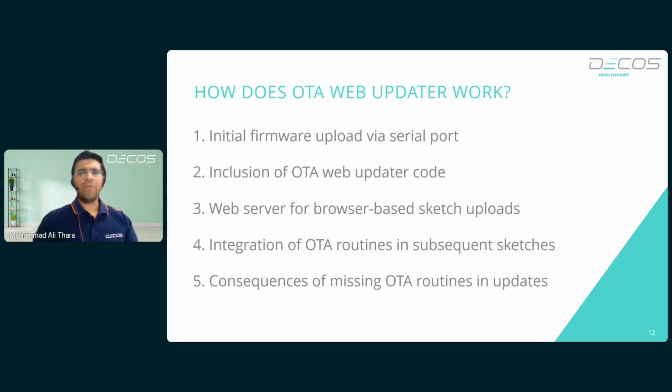The OTA web updater sketch creates a web server that we can access to upload a new firmware via a web browser. Then we need to implement the OTA routine in every firmware we upload so that we are able to do the next update or upgrade over the air. But we should keep in mind that if we upload a code without an OTA routine, then we will no longer be able to access the web server and upload a new firmware over the air. So this should be kept in mind.